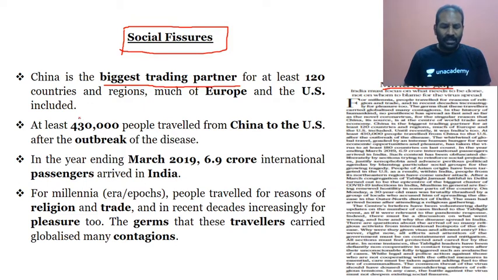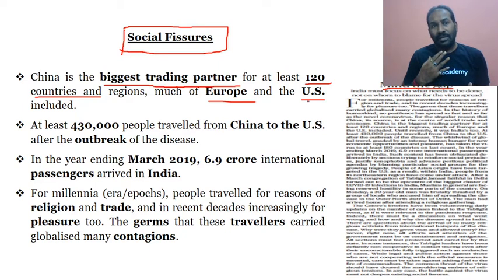As China is the biggest trading partner, trading with almost 120 countries across the region, spreading from Europe to even the US. China is not only the epicenter of this virus, but also the epicenter of trade with various countries across Africa, Southeast Asia, and Europe, linking even to Britain, the UK. So we have the trade links, with China emphasizing its main focus that it would trade with the maximum number of countries in the world.